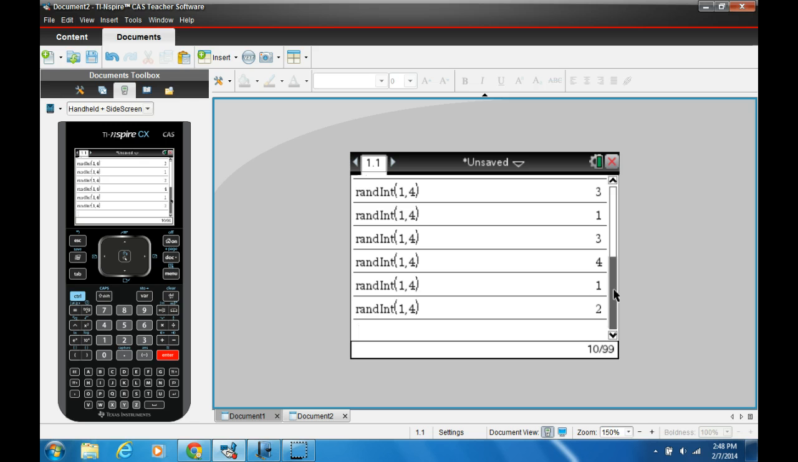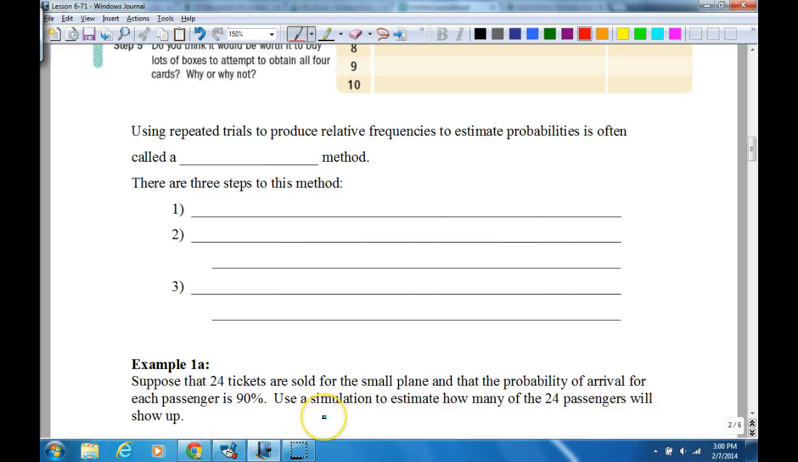All right. So what I want to do is go through and do this again and find out how many times it takes us to get all 4 represented.